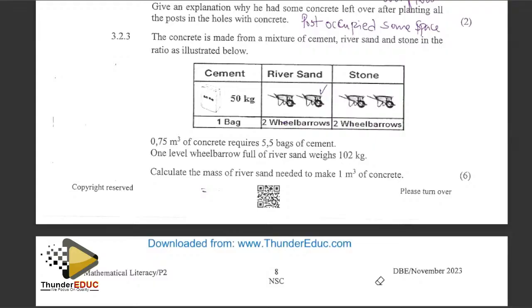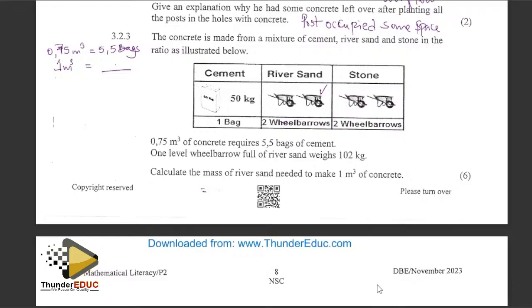Look for the number of bags that we need. How? From this statement here. 0.75 meters cubed, they give us 5.5 bags. Now, what about if you have 1 meter cubed? How many bags will you have? I'm looking for the number of bags.